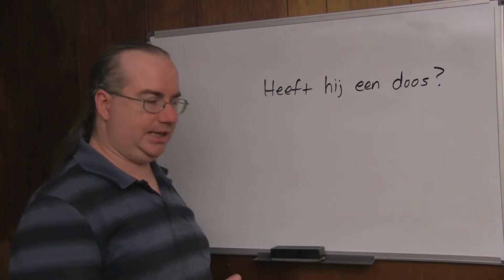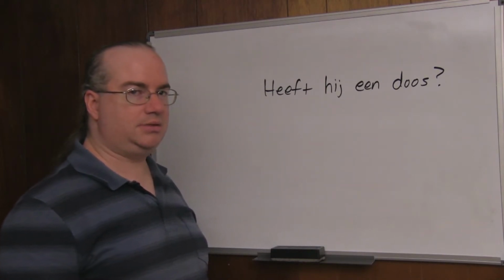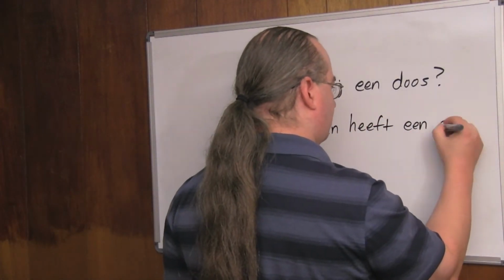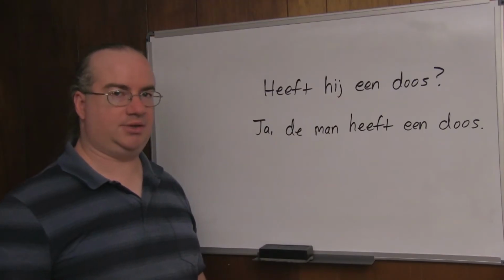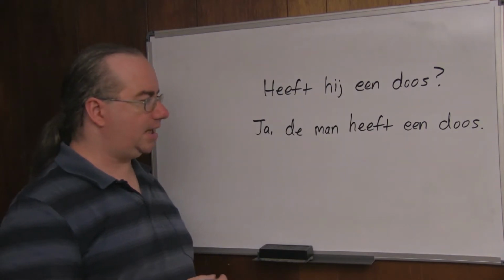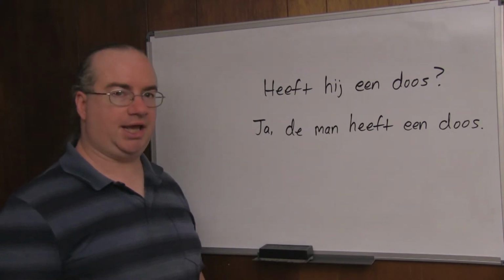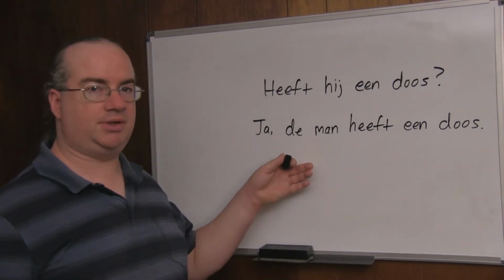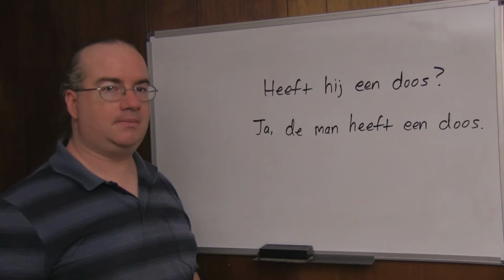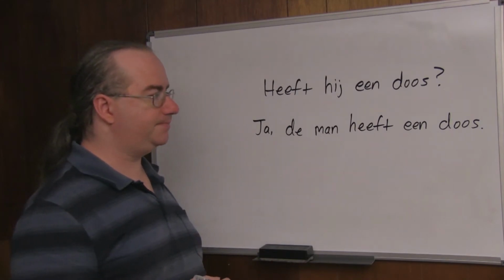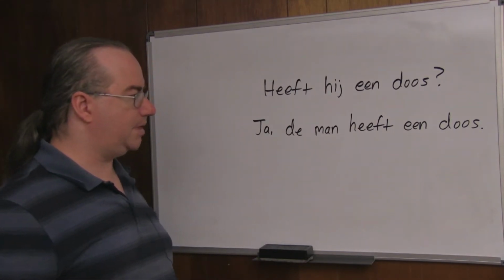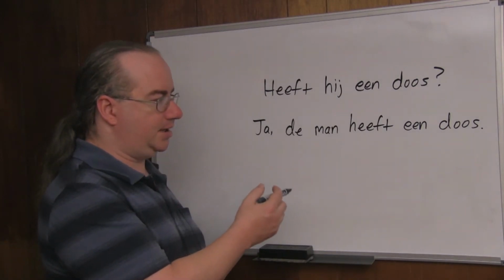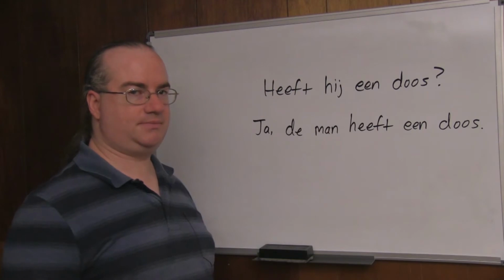And if he does have a box, then you can say it like this. Heeft hij een doos? Ja, de man heeft een doos. Now, of course, this means the man, but you pronounce it man. De man. Ja, de man heeft een doos. Yes, the man has a box.